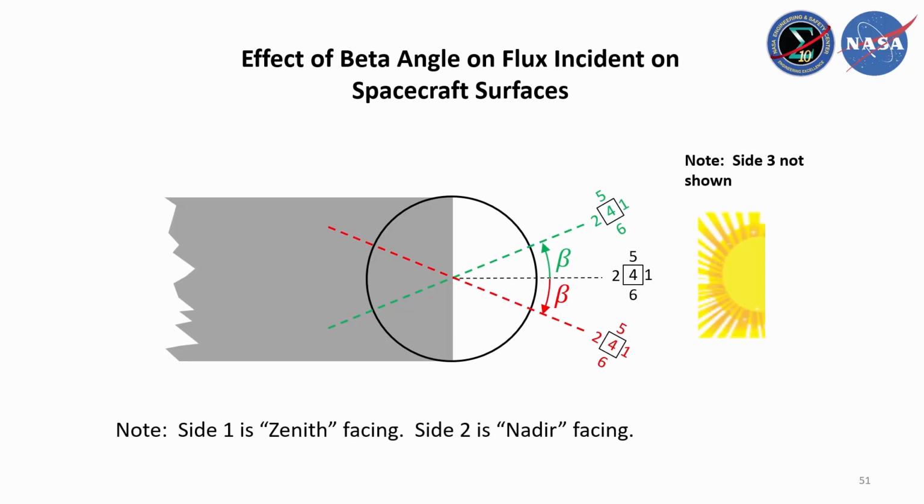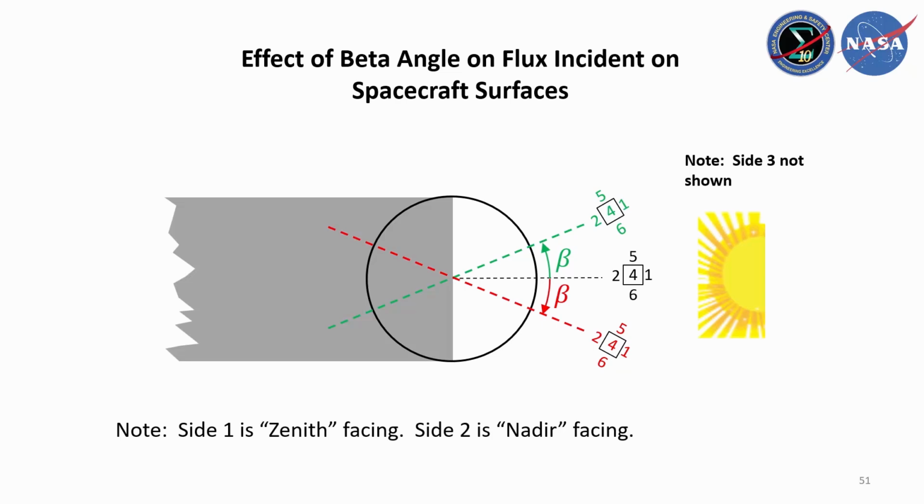Consider the orbiting cube shown in the diagram. The green orientation represents a negative beta angle, and we see that sunlight impinges directly on surface 6, whereas for negative beta angle, surface 5 receives no direct solar flux. For positive beta angles, as shown in the red orientation, surface 5 now receives direct solar flux, whereas surface 6 does not. There are effects on other surfaces as well.